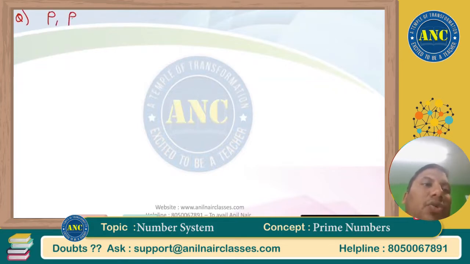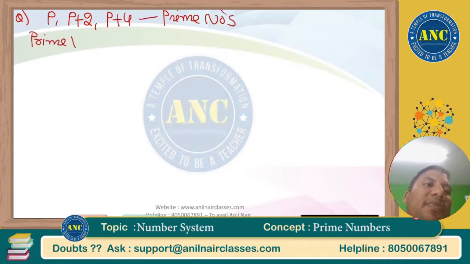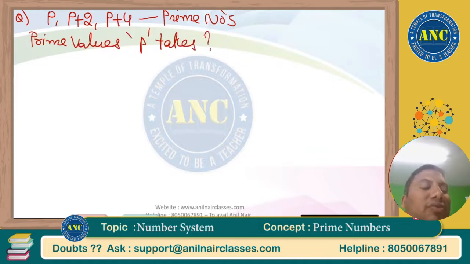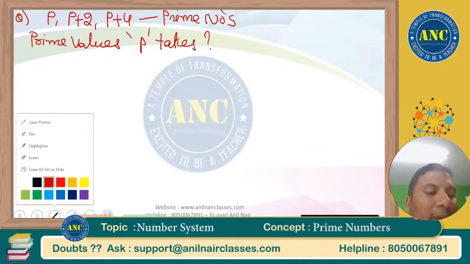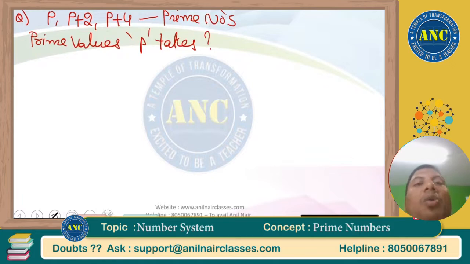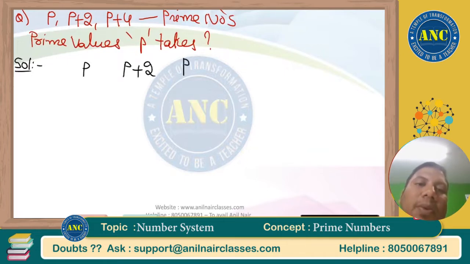P, P plus 2, P plus 4 are prime numbers. How many prime values can P take? This triplet P, P plus 2, P plus 4 is a prime number triplet. Listen carefully to the solution structure.